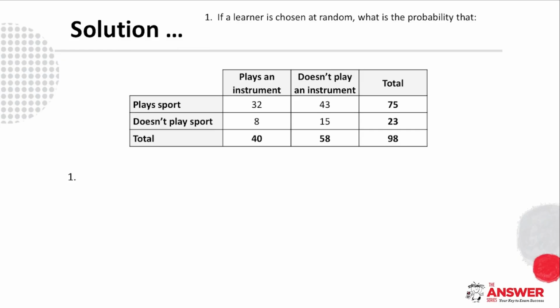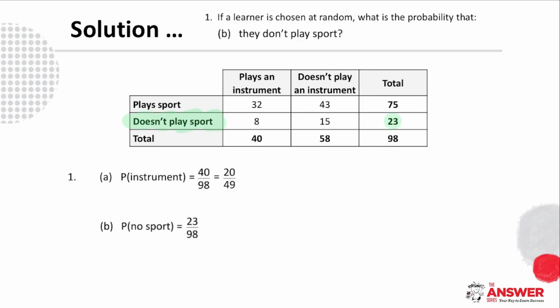Okay, the solutions. For A, the probability of playing an instrument, here we find the total number of students that play an instrument, which is 40, and so to find the probability, we put 40 over the total number of students, and this simplifies to 20 over 49. Then for B, the probability that they don't play sport, we find the total that don't play sport over here, 23, and we put 23 over the total number of students, so the probability here is 23 over 98.